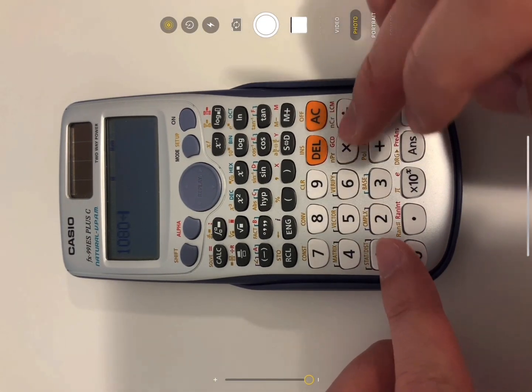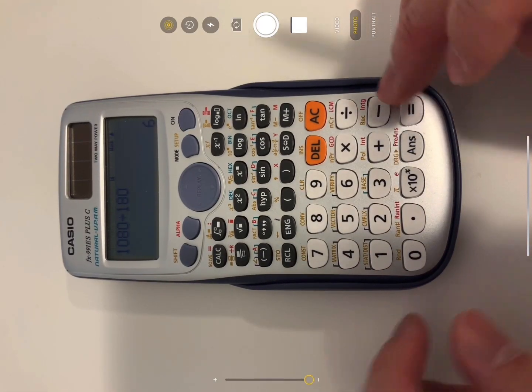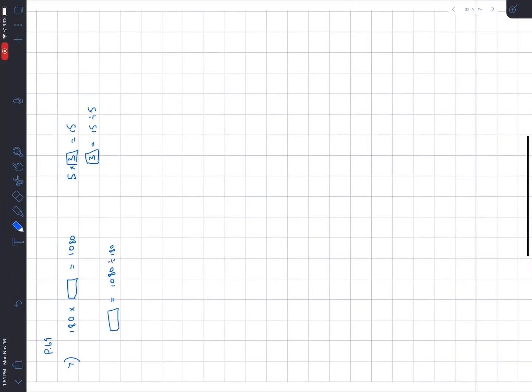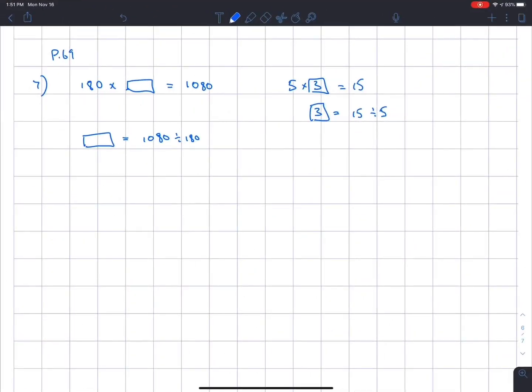1080 divided by 180. And we got 6. So 6 would be the answer. So this will just be 6 days.